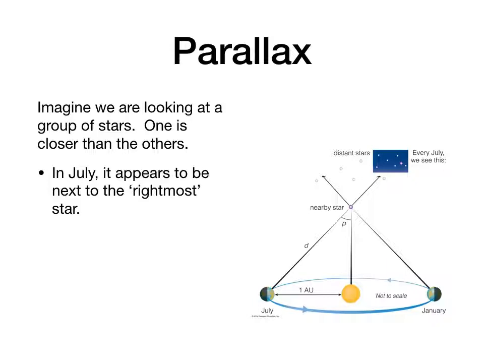Now, when we look at it from July, I have a little view at the top of what we see, and you can see it's near the rightmost star. Then 6 months later, the Earth has moved 2 astronomical units to the other side of the Sun.